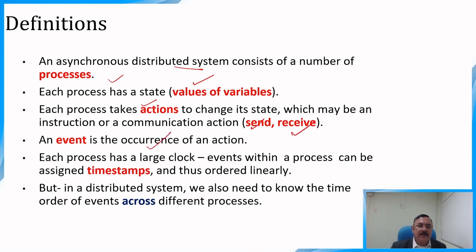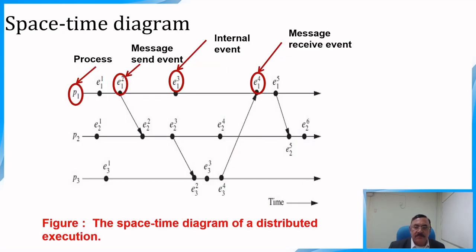An event is an occurrence, and each process has a logical clock, that is nothing but an event within a process that can be assigned a timestamp and thus ordered linearly. In a distributed system, we also need to know the order of events across the processes.